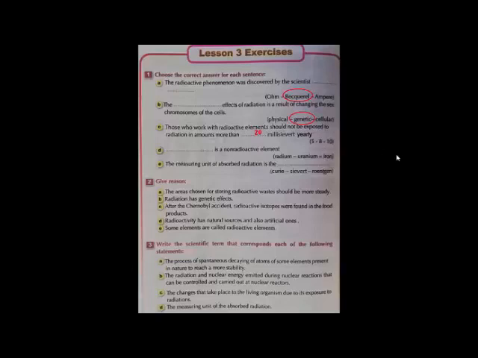Question D. Space is a non-radioactive element: radium, uranium, or iron. Iron is a non-radioactive element. The measuring unit of absorbed radiation is the sievert. The answers about give reason and write the scientific term, you'll find them on the next page.